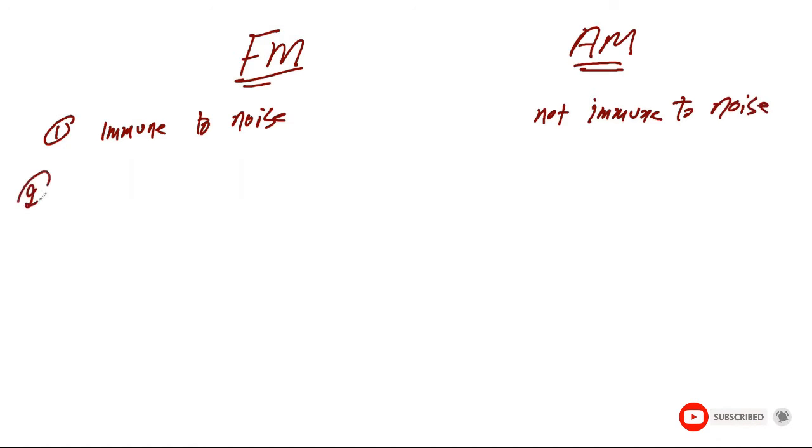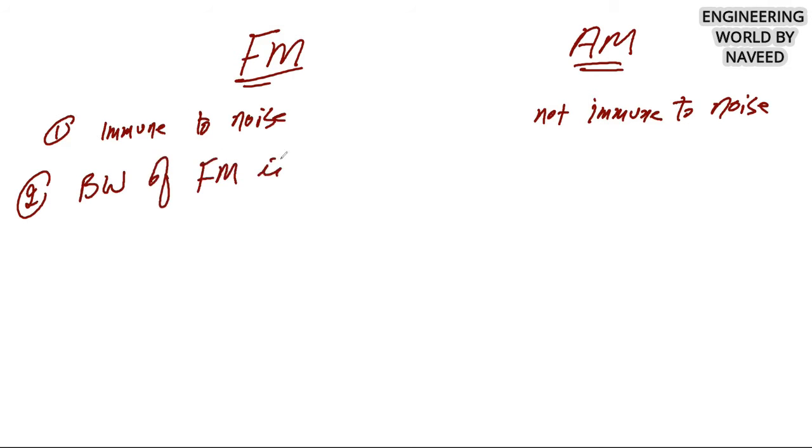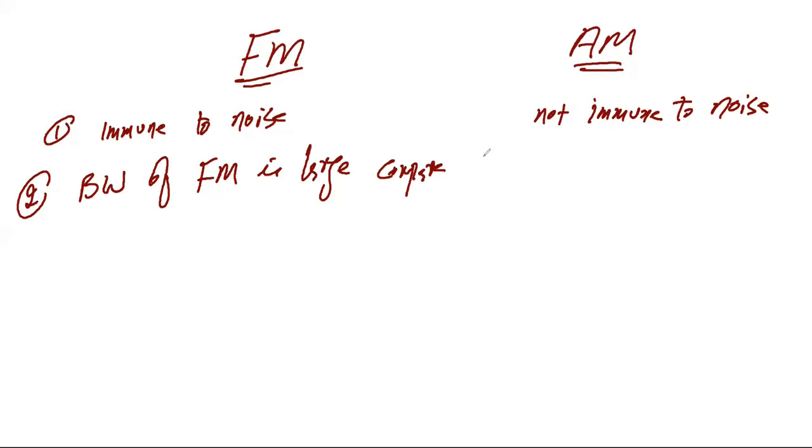Okay, the second difference is that the bandwidth of FM is large compared to AM. So here a wide channel is required, and there you will have a less wide channel. What do we mean by wide channel and less wide channel? We will discuss that in the upcoming numericals, after this, when we solve some numericals.